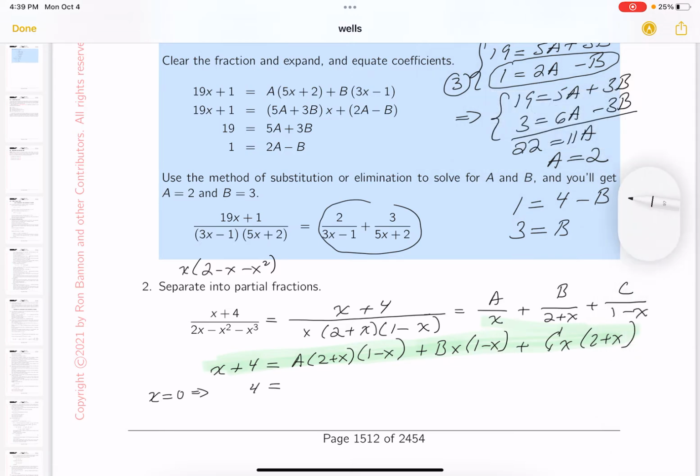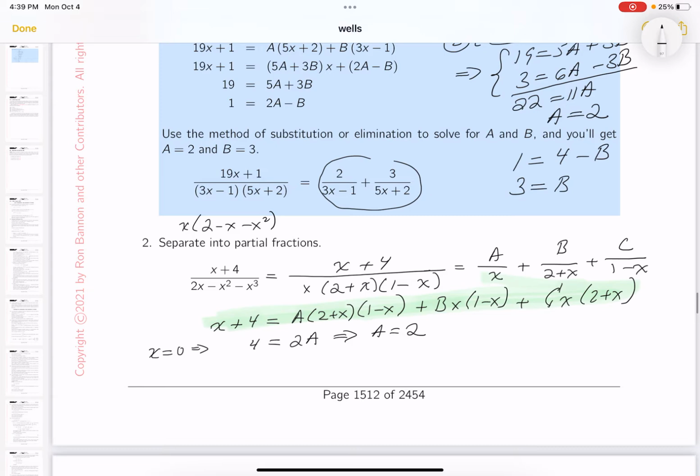And again, if x is 0, the last two terms disappear. And what are you left off with? You're left off with 2A. So I'm going to say this looks really easy to me. I'm going to say A is equal to 2. Now I can pick another number I think is easy. I can pick x to be 1.